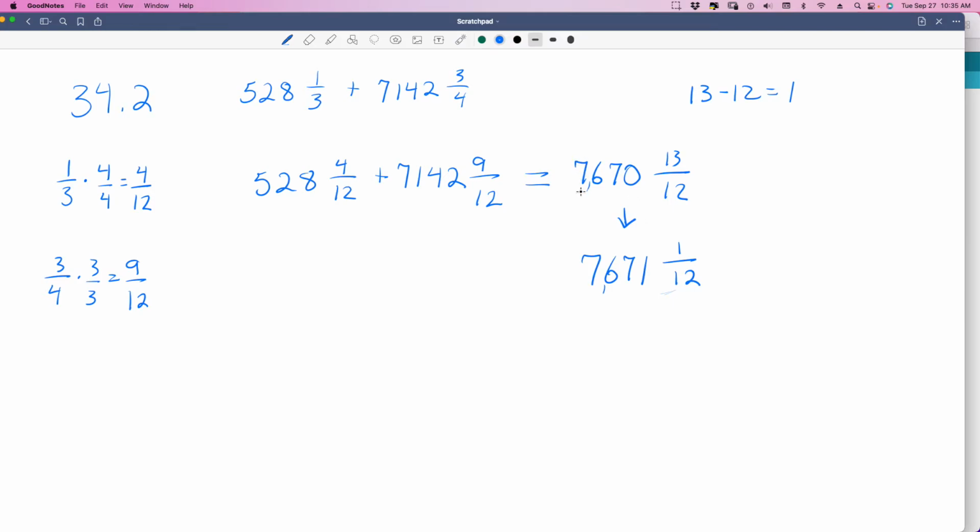The reason for that is that you have 13 over 12, which needs to be turned into a whole number with a remainder. So we said 13 minus 12 leaves 1. So we were able to take the 12 that made another whole number and add it to our whole number. And then we take the 1 that's left and put it back over 12 to create that remaining fraction. So this is the answer the system wants.